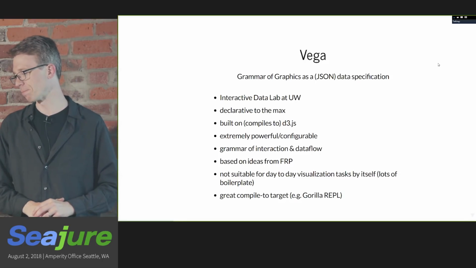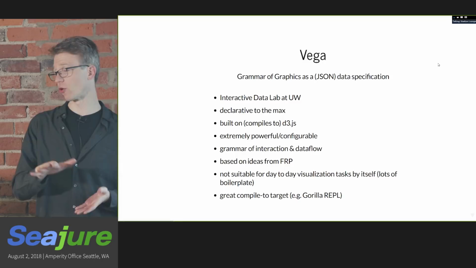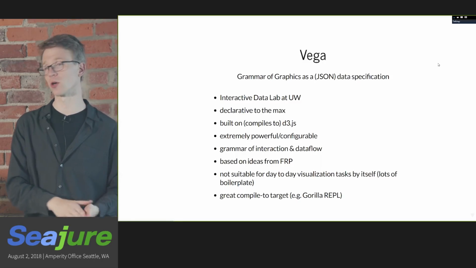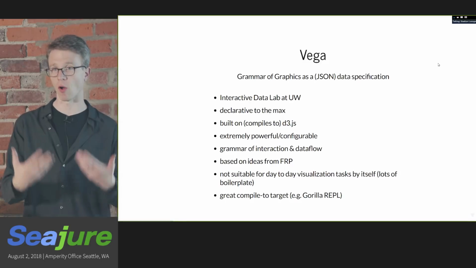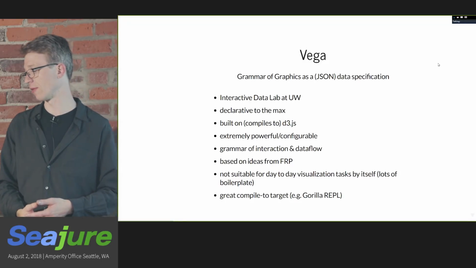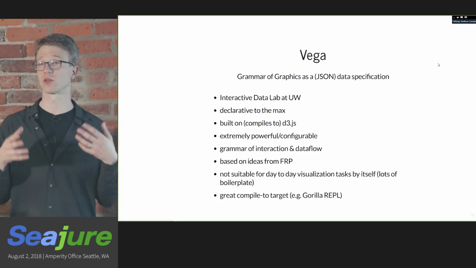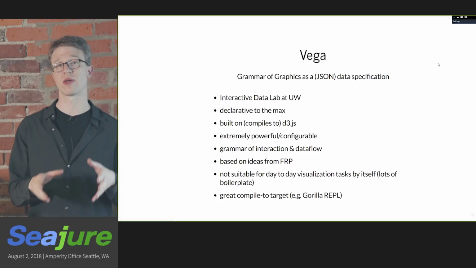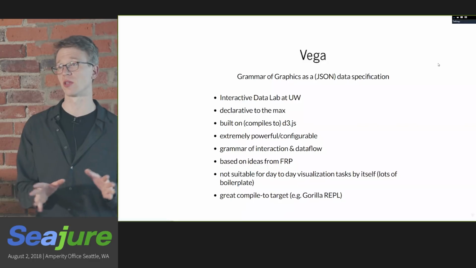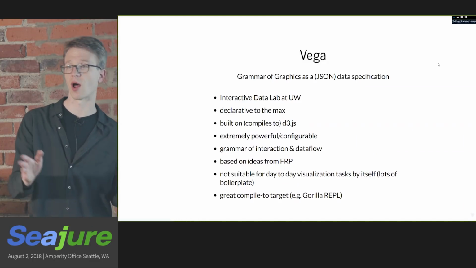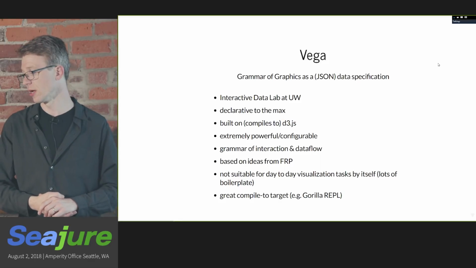So Vega is actually built on top of and compiles to D3.js. And so, right, it's taking advantage of all of the really great work there that has been done. It's extremely powerful and customizable and configurable. You can do really amazing sort of detailed, nuanced things with it. And we'll look at some more examples later on that sort of illustrate the broad spectrum of stuff that you can do with it.